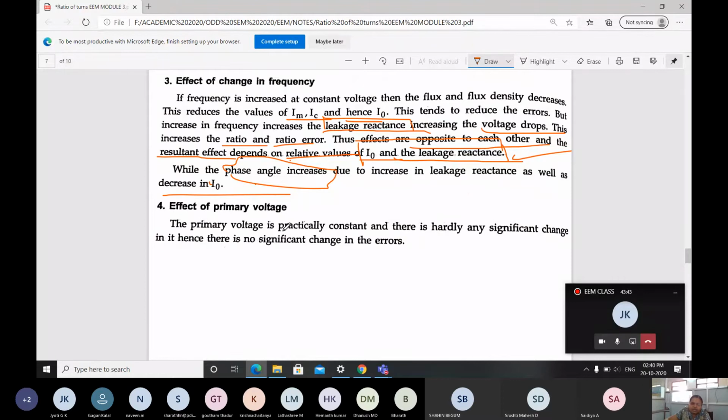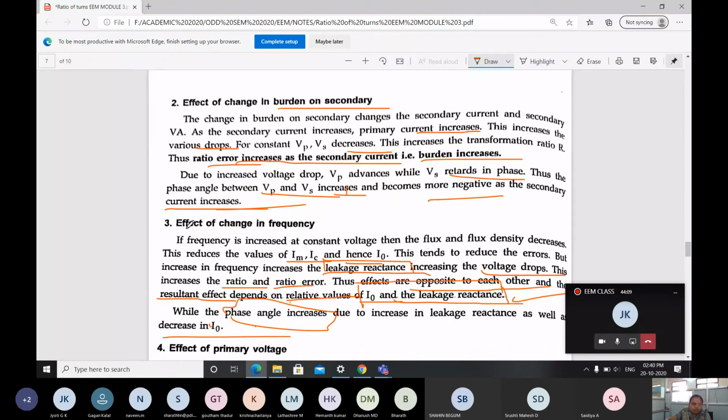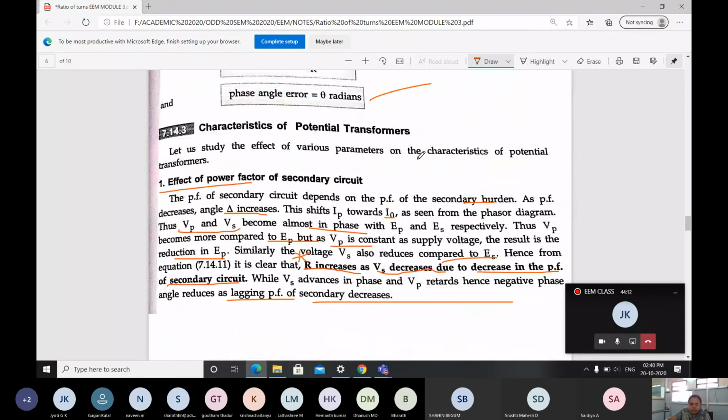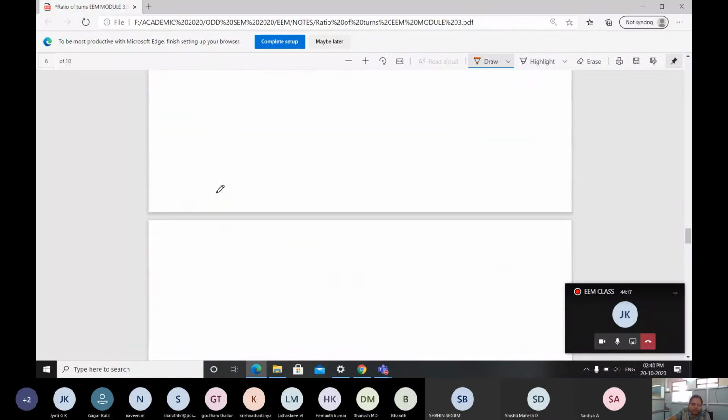The primary voltage is practically constant and there is hardly any significant change in it. Hence, there is no significant change in the error. The change in primary voltage is not affecting in a larger fashion; it is a small effect. That's about the primary voltage. These are all about the characteristics of potential transformers. This will also be asked for 4 marks.